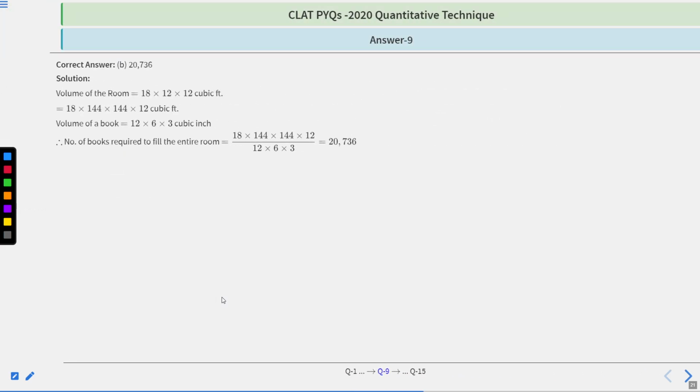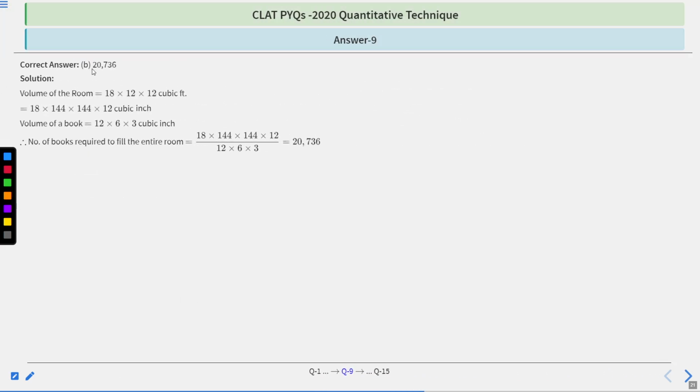Let's see. The correct option is B, which means 20,736. So the volume of the room is length times breadth times height, which means 18 times 12 times 12 cubic feet. So you will have this much. Okay, I hope that is clear.